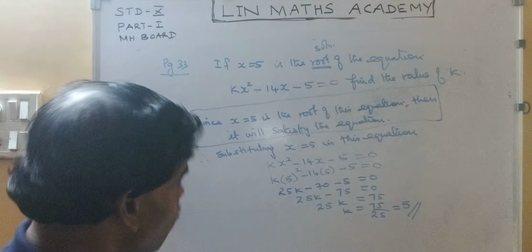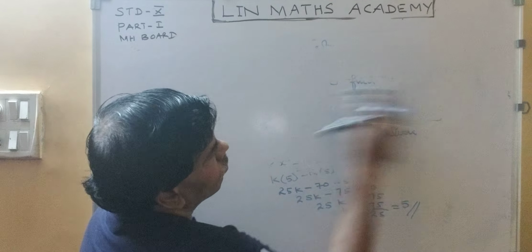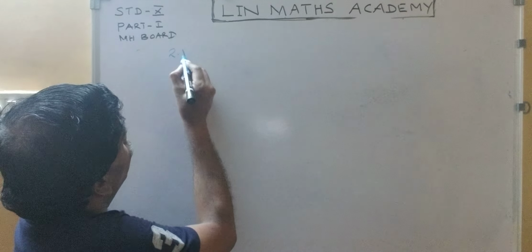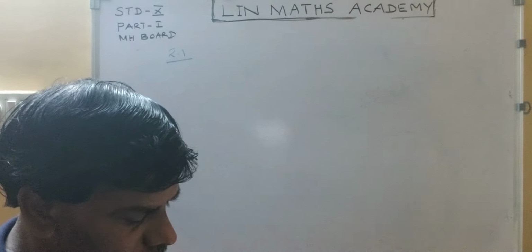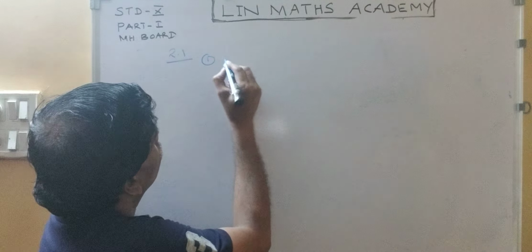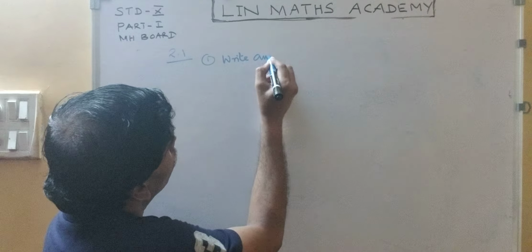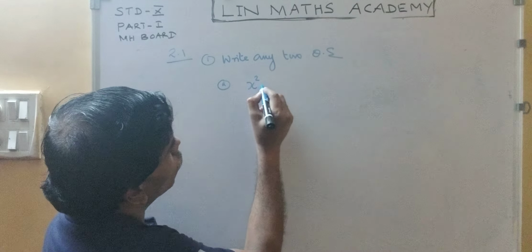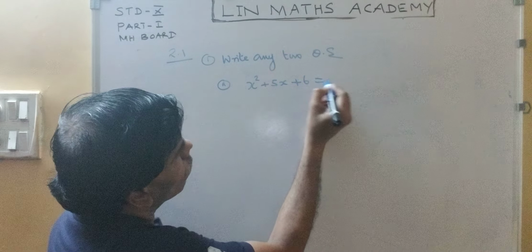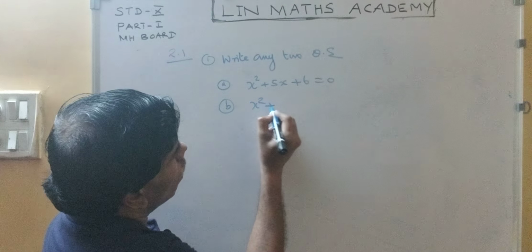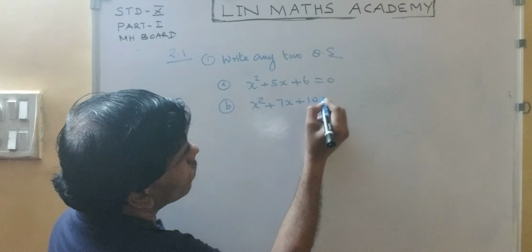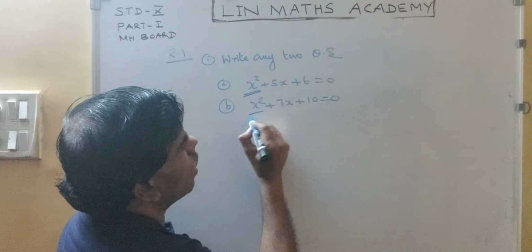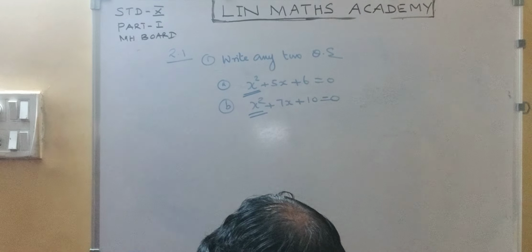Now, practice set 2.1 we will see. Practice set 2.1. It's very simple. Write any two quadratic equations. You can write x square plus 5x plus 6 equal to 0, x square plus 7x plus 10 equal to 0. Anything you can write, only thing you should have the x square term. That is very important.